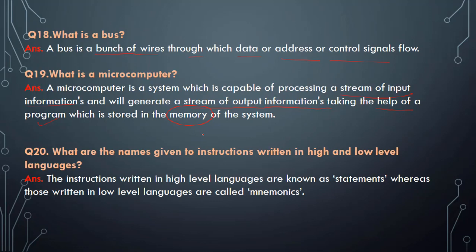And the last question is: what are the names given to instructions written in high level or low level languages? The answer is that instructions written in high level languages are known as statements, and instructions written in low level languages are called mnemonics. You have already heard that in the microprocessor lab they are called mnemonics.